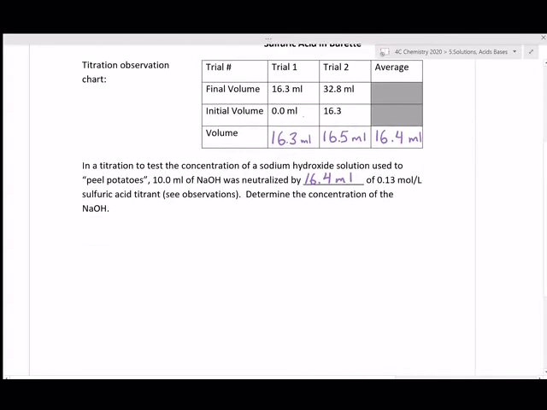So just for a little bit of review, I did not give you the balanced equation this time because we should be able to figure that out. So sodium hydroxide solution has sulfuric acid added to it, which is H2SO4.